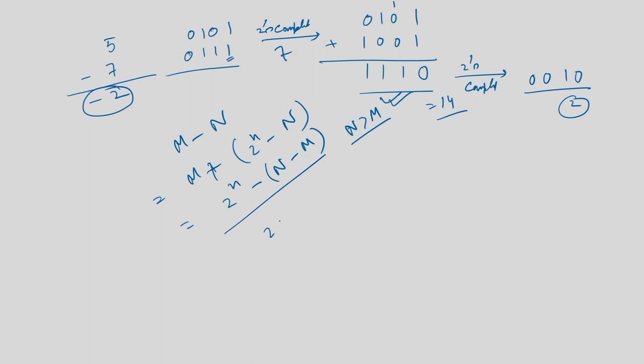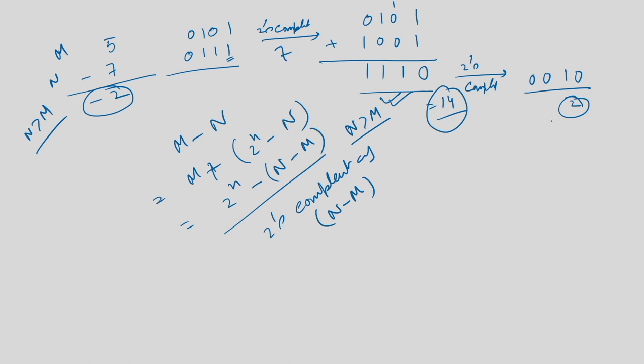What is this? This is the 2's complement of n minus m, because n is greater than m, so your result will be negative. So whenever you subtract a bigger number from a smaller number, the result will come in 2's complement form. This is the correct result, it is nothing but the 2's complement of 2. To get the number in our conventional form, you take the 2's complement and add a minus sign here. So it is basically minus 2, and minus 2 will be represented as 14 in hexadecimal.